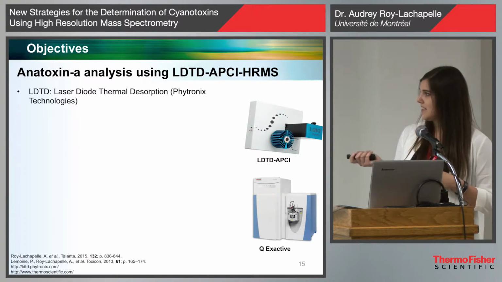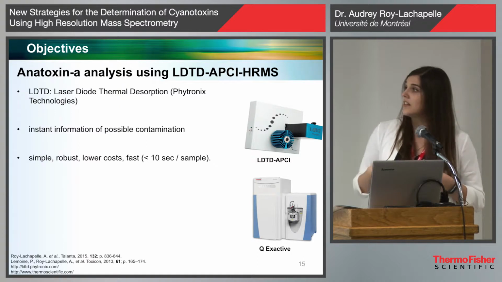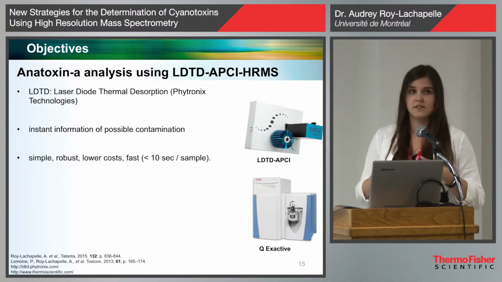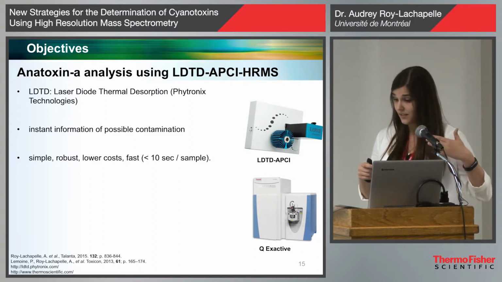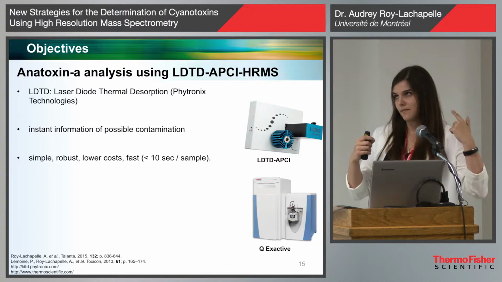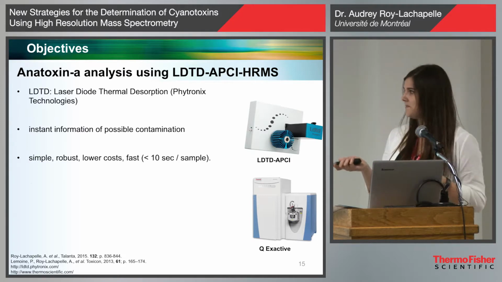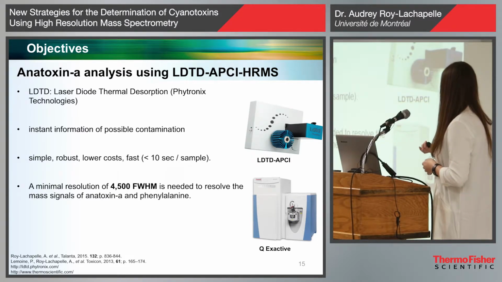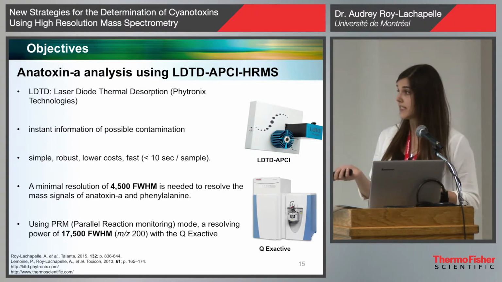We also use the LDTD, which is a device produced by Phytronix Technologies in the province of Quebec. This technology gives instant information since it's really fast. It doesn't use any chromatographic separation. It only does thermal desorption. We put the sample in a well, the laser goes back in the well, and with thermal desorption, it goes right through the mass spec. So it's really fast. With the resolution of the Q-Exactive, we could separate the signals of phenylalanine and Anatoxin-A, and with the LDTD, we could do a really fast analysis.